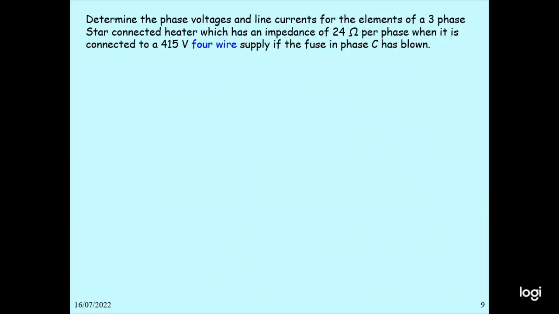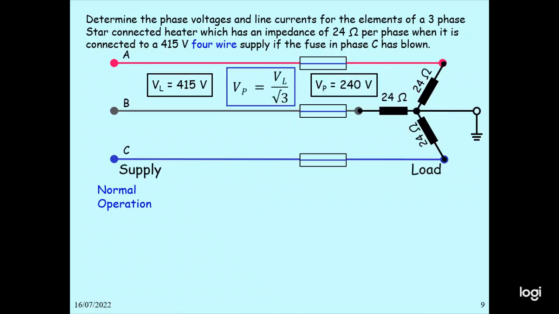Determine the phase voltage and the current for a three-phase star connected load, which has an impedance of 24 ohm per phase, when it is connected to a 415 volt 4-wire supply, if the fuse in the phase C blows. So in this case, the three-phase is a star connection. The supply voltage is the line voltage of 415 volt, and the phase voltage is V by root 3, so VB equals 240 volt. In this case, it is a star connection with 24 ohm.